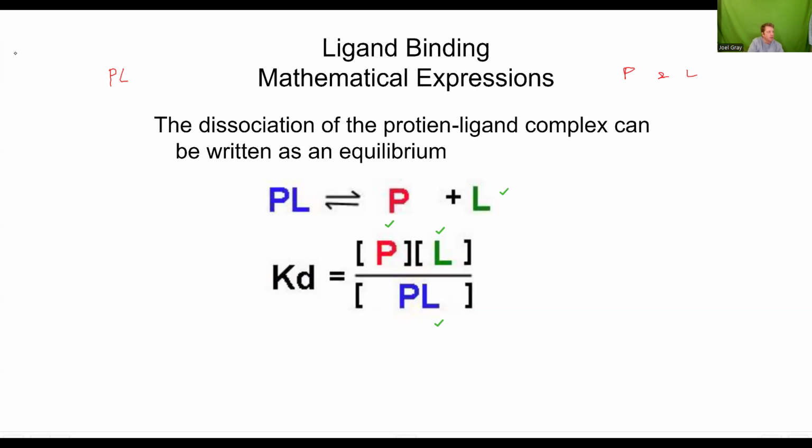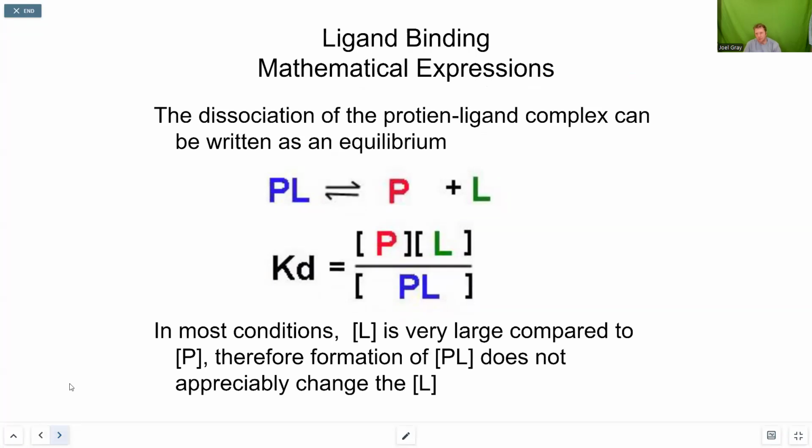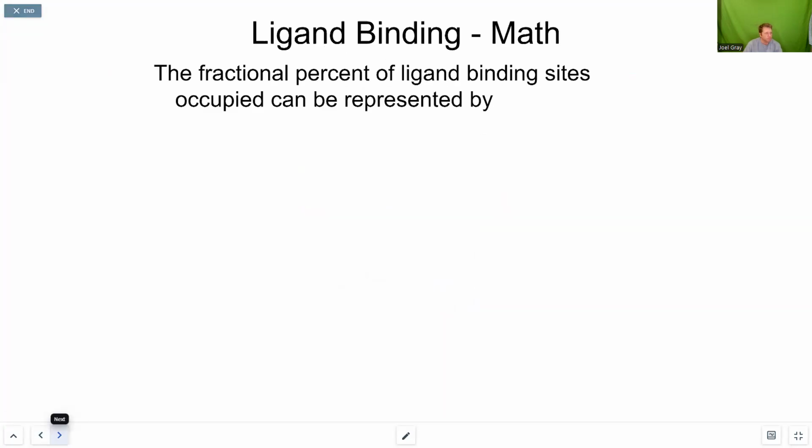Now, this is valuable because we've got a way to relate concentrations of different things to affinity. Because if you think about a KD, you have a measure of affinity: how much does this thing want to bind this other thing? Now, in most circumstances, the ligand concentration is extremely large compared to the protein concentration. Therefore, that PL complex does not appreciably change the ligand concentration.